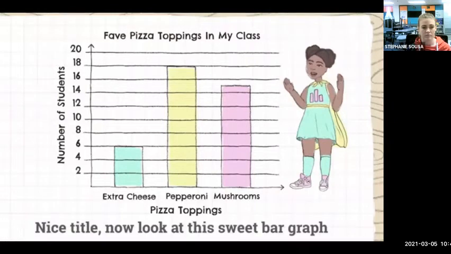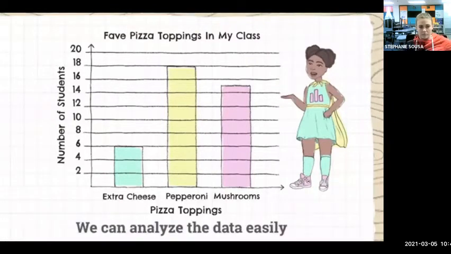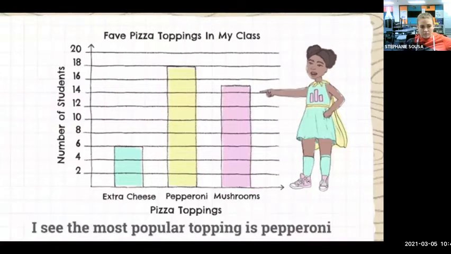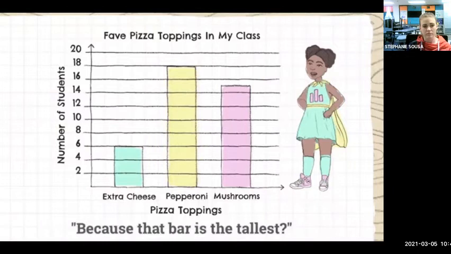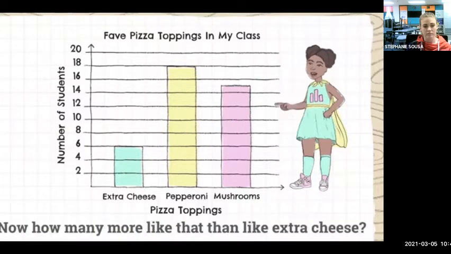Now look at this sweet bar graph. We can analyze the data easily. How? I see the most popular topping is pepperoni. Because that bar is the tallest? Yes, indeed. Now how many more like pepperoni than like extra cheese?